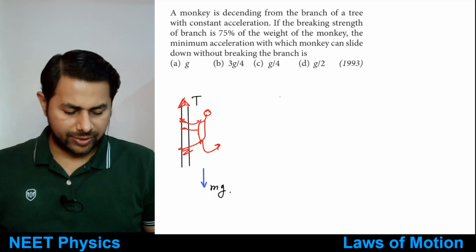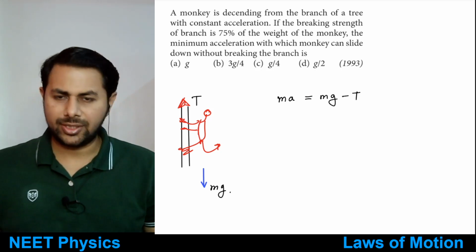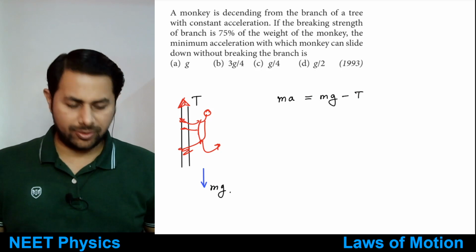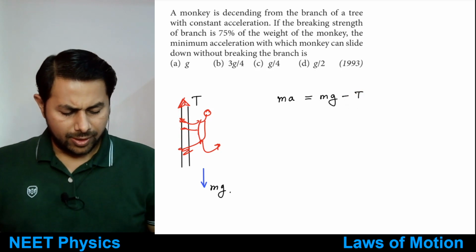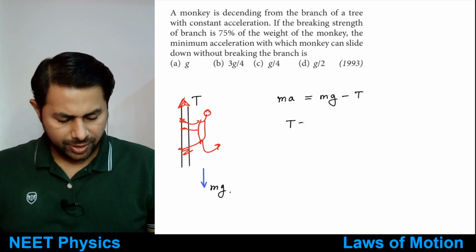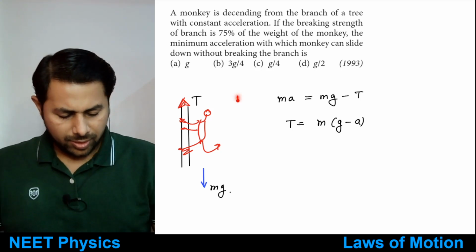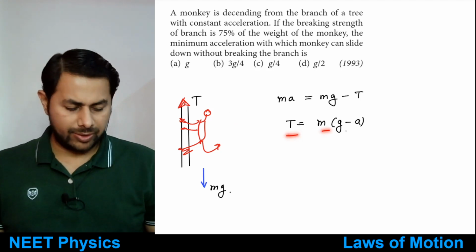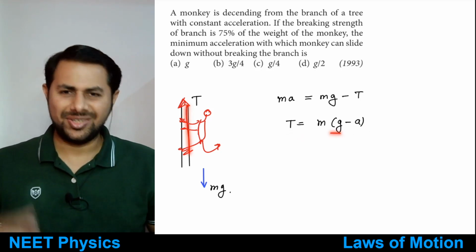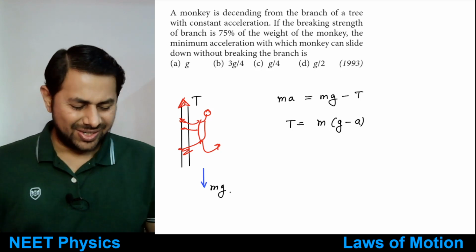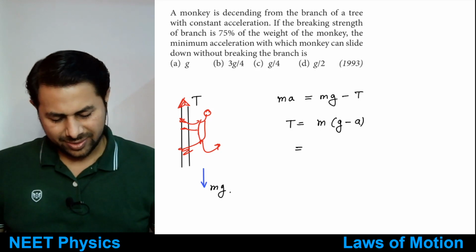For downwards acceleration, you can say mass times acceleration is equal to mg minus tension, or breaking strength, you can say. It's the tension only, the tension in the branch. Then what would T be? T is just equal to m into (g minus a). So for descending motion, you can just write down T is equal to m into (g minus a) always. For the monkey sliding down from the branch of a tree, the same formula is applicable, right?